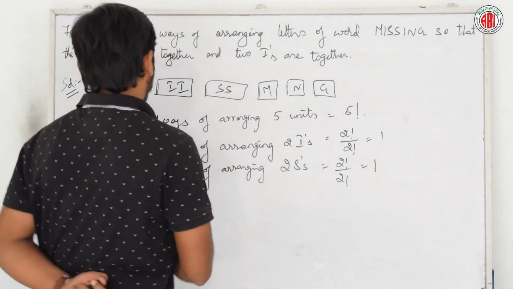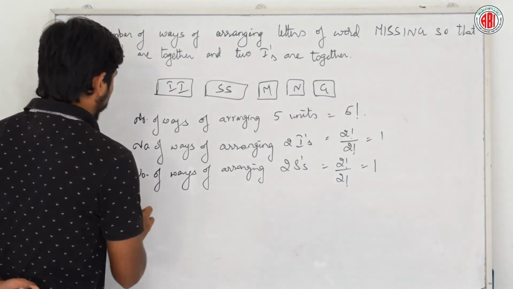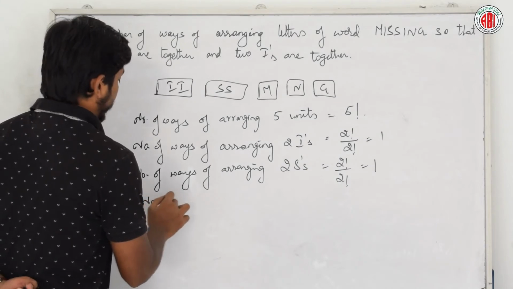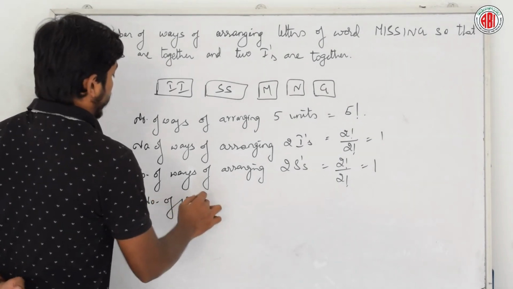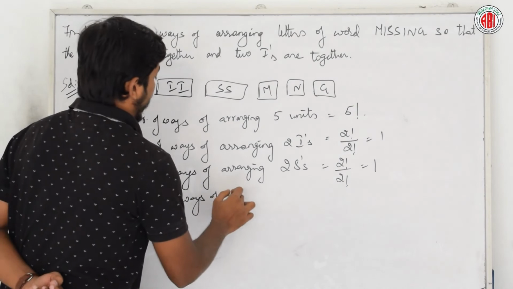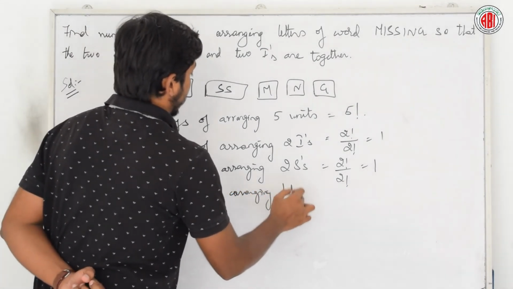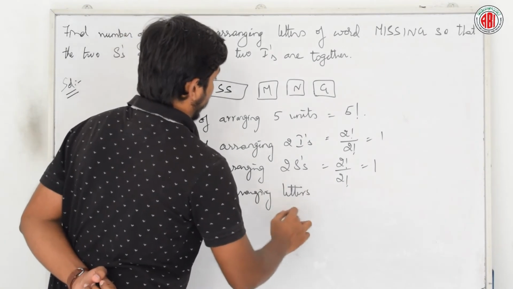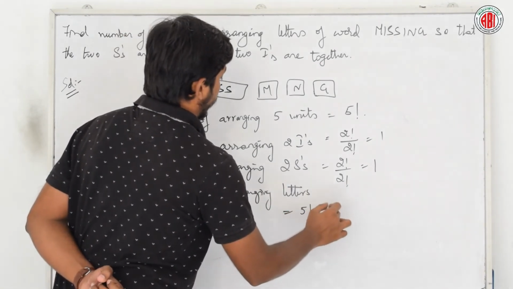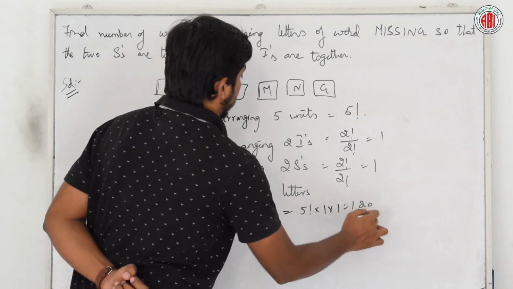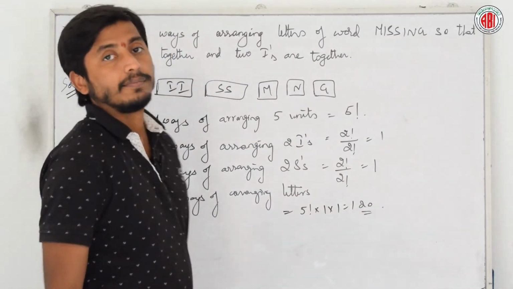So finally, therefore, the total number of ways of arranging letters in the same word is 5 factorial into 1 into 1, which is 120, isn't it?